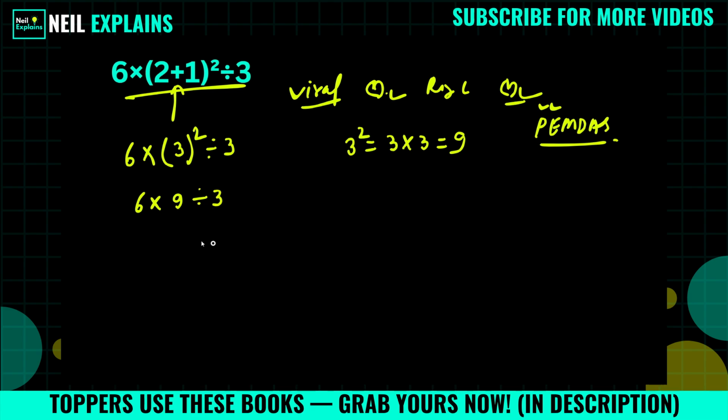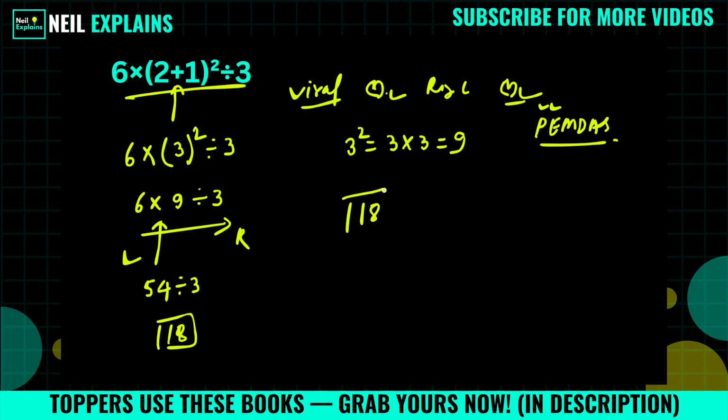And according to PEMDAS, as we know, multiplication and division have the same priority, and in that case, we will solve from left to right. So, what we will do: 6 times 9 is 54, divided by 3. And when we divide 54 by 3, what will we get? 18. So here 18 will be the right answer.